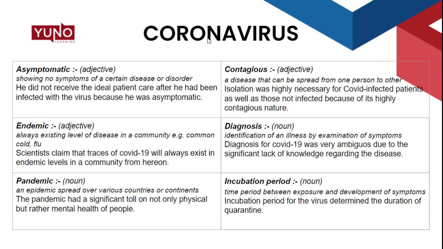Some other terms are number 1, asymptomatic, adjective, showing no symptoms of a certain disease or disorder. He did not receive the ideal patient care after he had been infected with the virus because he was asymptomatic. Endemic, adjective, always existing level of disease in a community, for example, common cold or flu. Sentence: scientists claim the traces of COVID 19 will always exist in endemic levels in a community from here on.